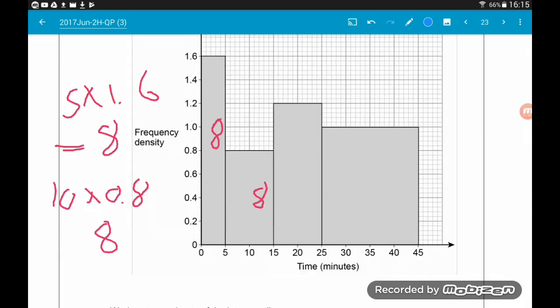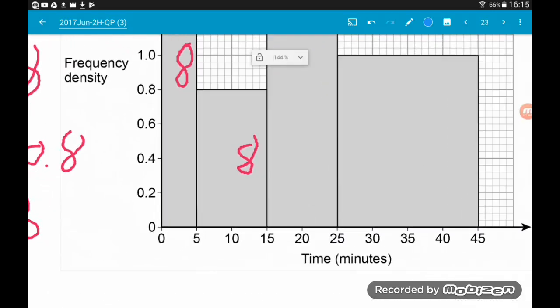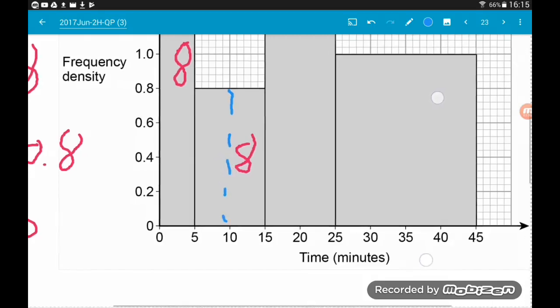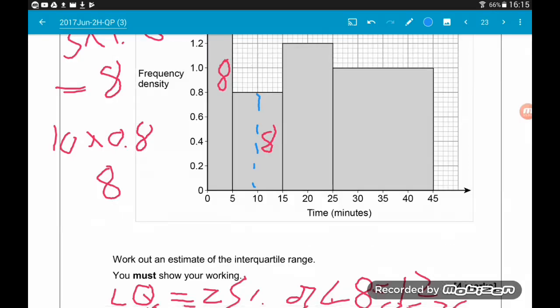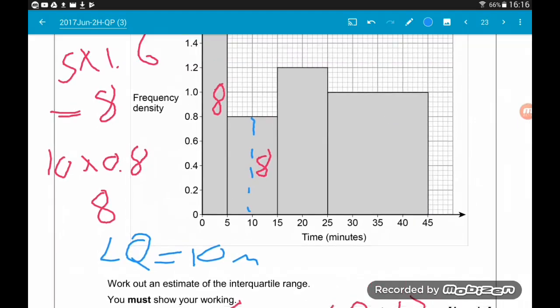To get from 8 to 12, we need to add on 4. So what we're going to do is split this second bar in half. If we draw a line down, that takes us down to 10 minutes. So the time of the lower quartile is 10 minutes. Now we're going to do the same, in from the right, to find where our upper quartile person is, and roughly what their time was.